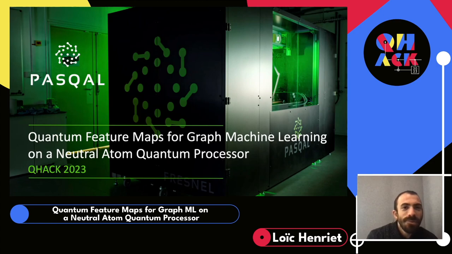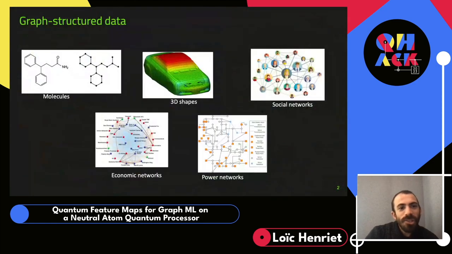Really happy to show you some results that we have achieved recently at Pasqal about machine learning on graph structured data using a quantum processing unit working with neutral atoms. So why should we care about graphs? Well, because graph data are virtually everywhere.